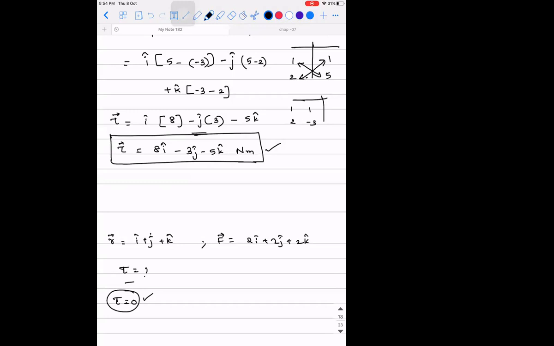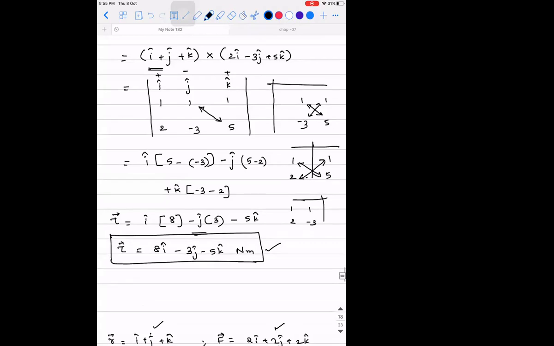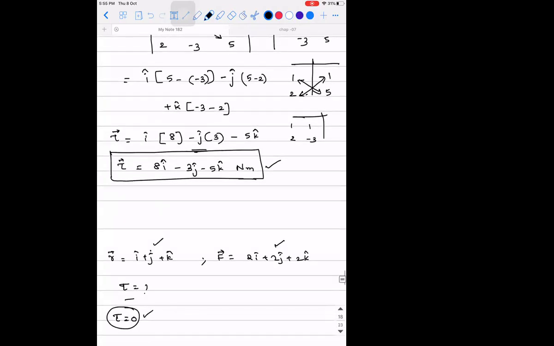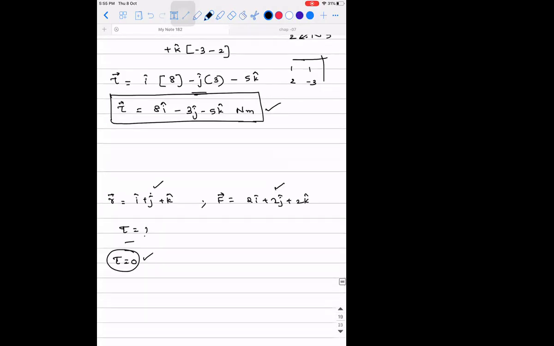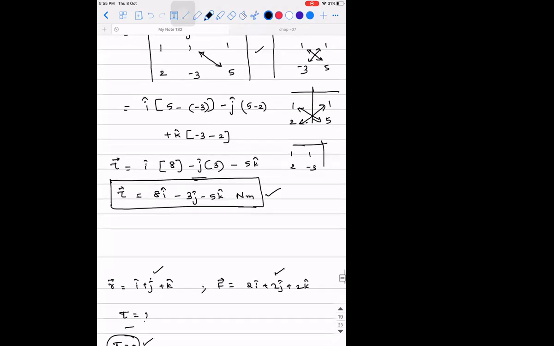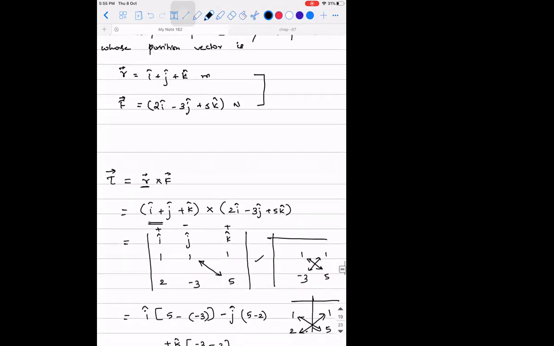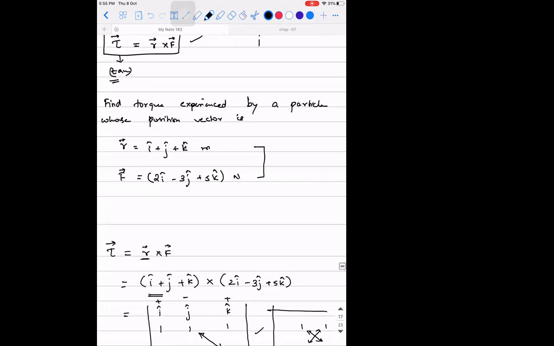Okay. So if you observe this problem, you can directly say R vector and F vector are parallel to each other. Okay, if they both are acting in the same direction, then the torque will be 0. But similarly, you can do it in this determinant method and also prove it. Okay, so torque will be 0 in this case. I hope it is clear. Right.